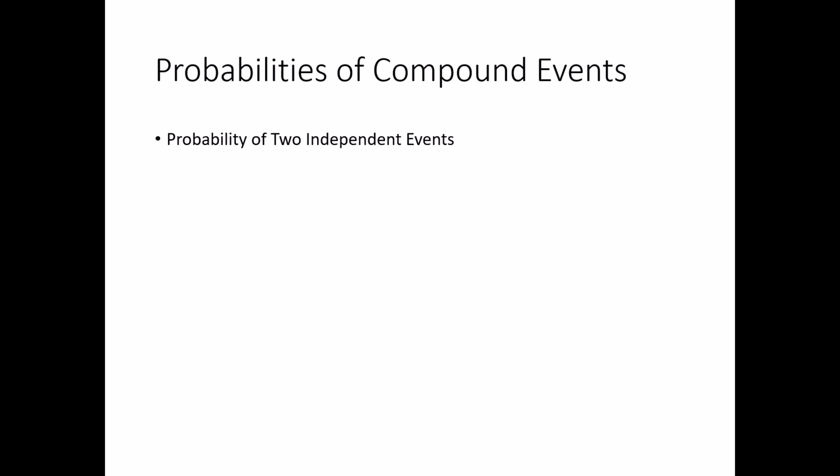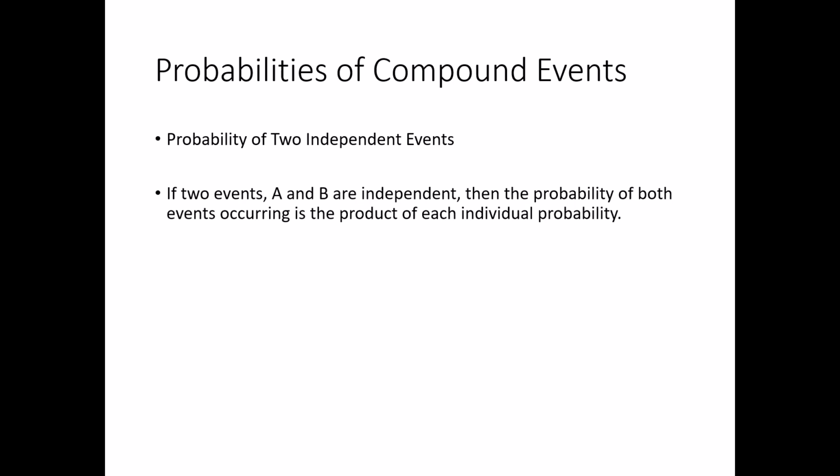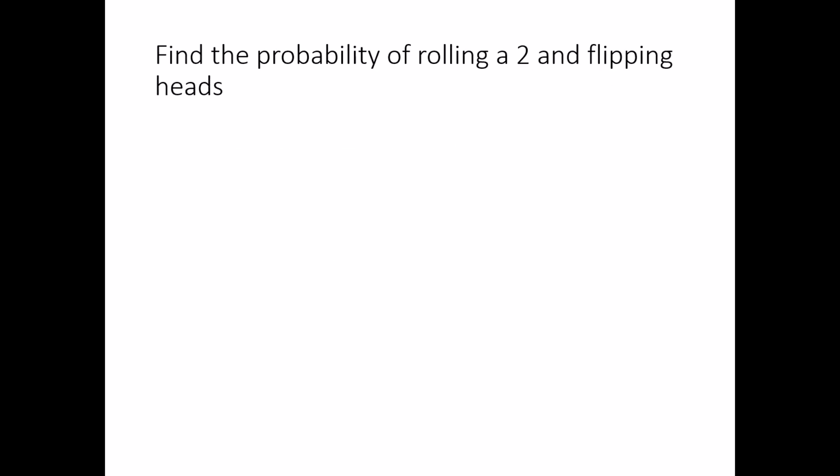And so when we're looking at independent events, we're going to find the probability of each event, and then we're going to multiply their probabilities together. So what are the chances that the first event occurs? What are the chances that the second event occurs? And then we're going to multiply them together. So let's look at some examples.